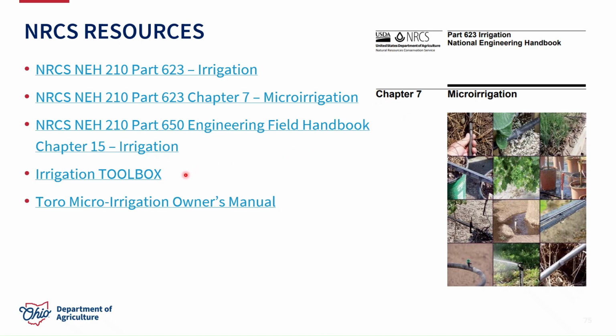The Irrigation Toolbox is a separate website that NRCS has developed that references a lot of these National Engineering Handbook manuals, but also pulls in some outside resources and is really just a good place to search for information on irrigation design. And then lastly, really commonly used throughout our design process, we'll reference the Toro Microirrigation Owner's Manual and some of the design specs of the Toro systems. They're just very readily available and give us a place to base our design in.